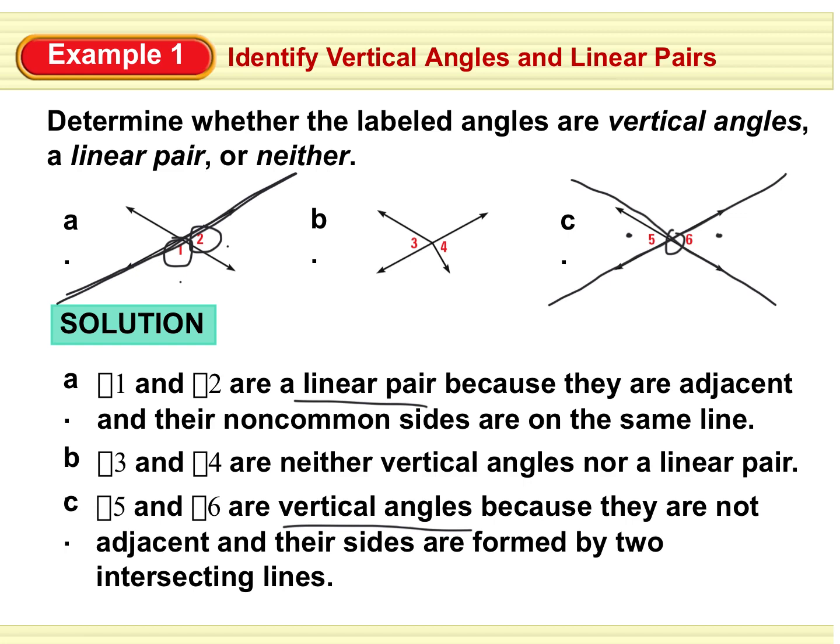Are 3 and 4 in B a linear pair? No. How are they not a linear pair? Because they don't lie on the same side. Are they vertical angles? No. Why are they not vertical angles? It's not two 180s, okay? This one is a little wonky. So that one is neither. Understand vocab? Yes? Okay.